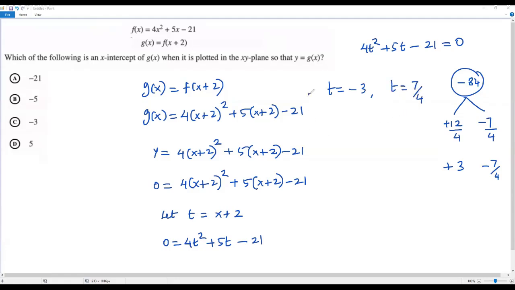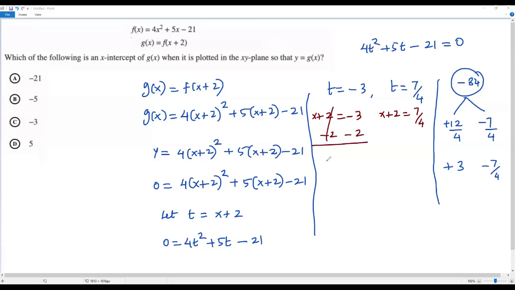Now I've got the two values of t. Actually, t is a variable taken by us, so it has to be replaced by the original x + 2. Our aim is to find the value of x, which represents the x-intercept of g(x). So x + 2 equals negative 3 and x + 2 equals 7/4. To solve for x in the first equation, I subtract 2 from both sides, and I'm getting x equals negative 5. The same thing here: I subtract 2 from both sides and I'm getting x equals 7/4 − 2.